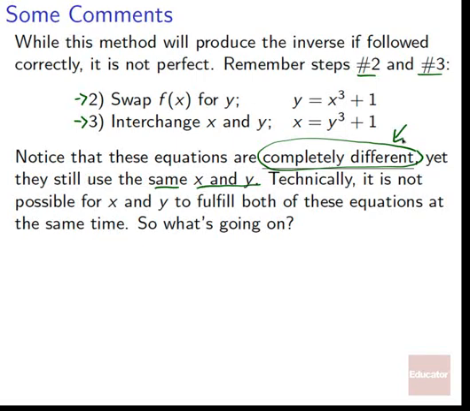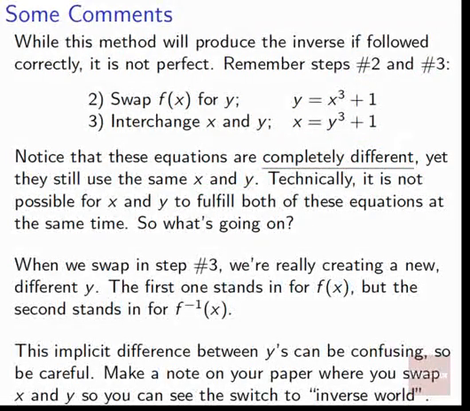So what's going on here? When we swap in step number 3, we're really creating a new different y. When we swap f of x for y, it's really like red y or something here. But then, when we do the interchange, it becomes a totally different color y. It becomes like blue y here. So we're creating a new different y. The y, when we first swap, is different than the meaning of the second y. The swapping y is a different y from our first time that we replaced f of x. So the first one is standing in for f of x. That was our red y. And then the second one stands in for f inverse of x. That's really taking the place there.